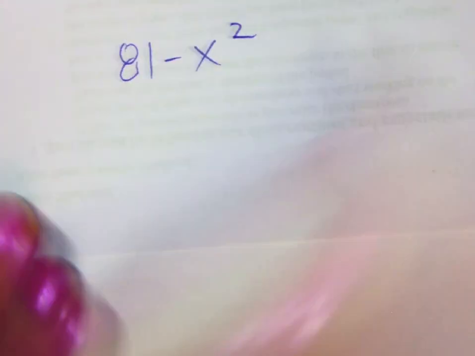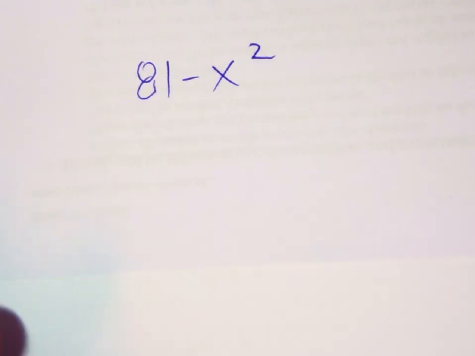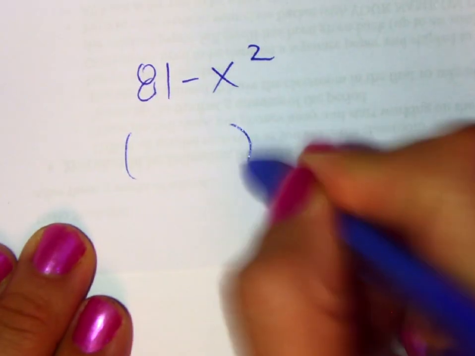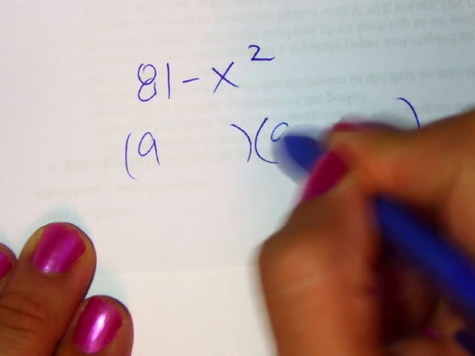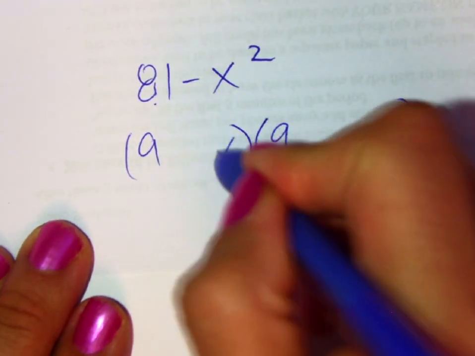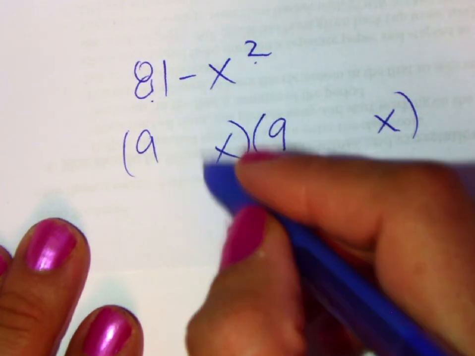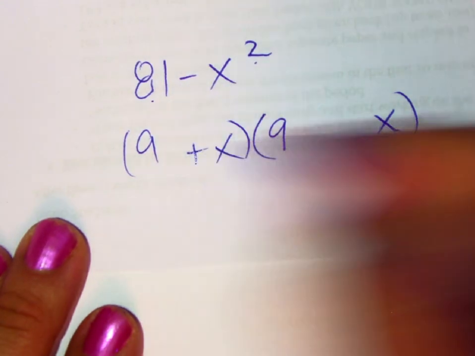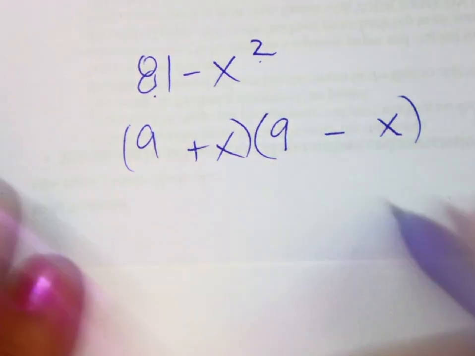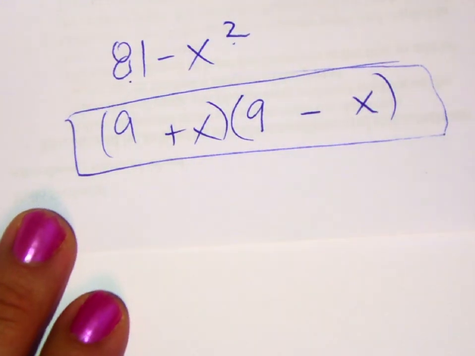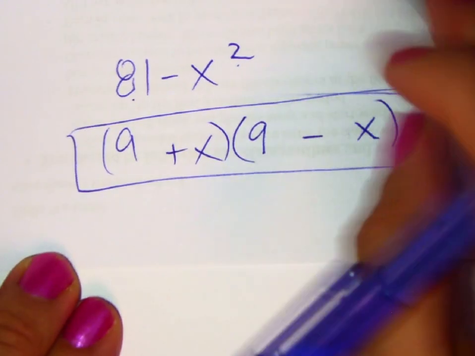Let's try another one. 81 minus x squared. So it looks different than the other examples, but if we follow the pattern, we will say that this follows 9 times 9, 81, and then x times x, x squared. That minus in the middle confirms that this is the difference of squares, so you will have a plus and a minus. And then again, these will be the factors that you multiply to get that as an answer.